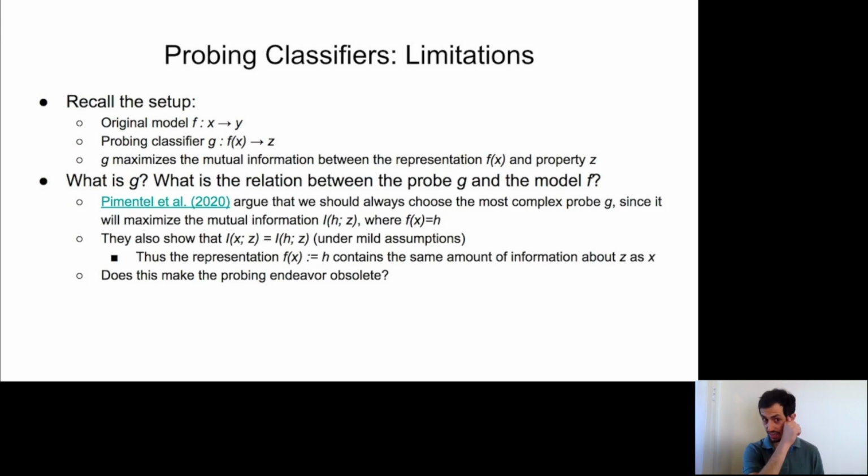So in other words, the representation coming from the model contains the same amount of information about Z as X does. And this might make some sense because, in some intuitive sense, all the representation does is some transformation of the input. So if we need to take the most complex probe possible, then a linear probe doesn't make much sense. Maybe not even a multi-layer perceptron. Maybe all we could do is train a fully dedicated model to predict the linguistic property Z.